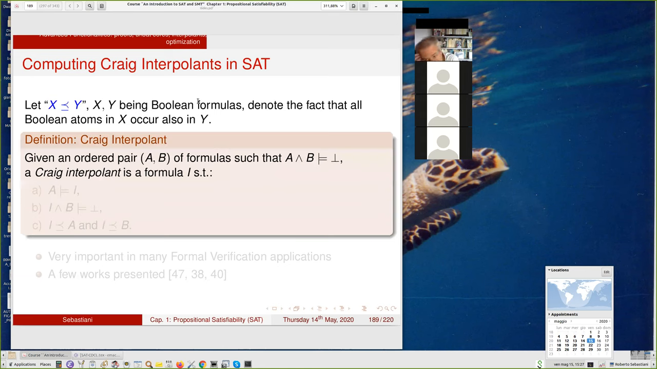Let me give the definition of Craig interpolant. Craig is the name of the guy who proposed this. Whenever you have an ordered pair of formulae A and B such that A and B entails false, so that their conjunction is inconsistent, a Craig interpolant is a formula which you call I, such that A entails I and I and B is inconsistent, and I is built on the common variables of A and B. So the symbols of I are a subset of the symbols of A and also a subset of the symbols of B.